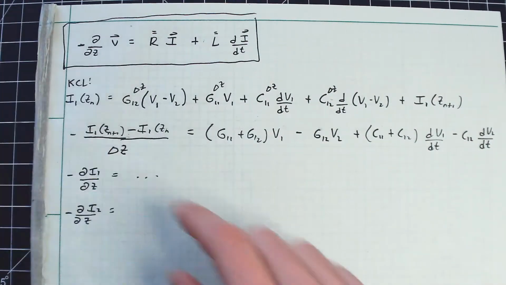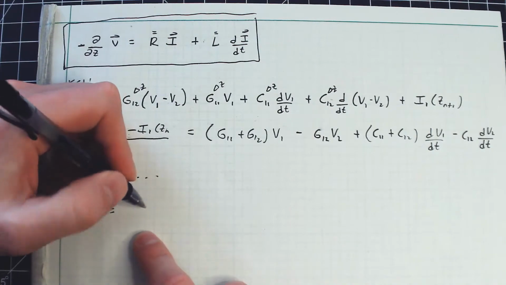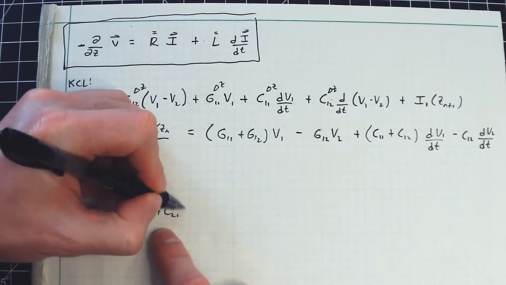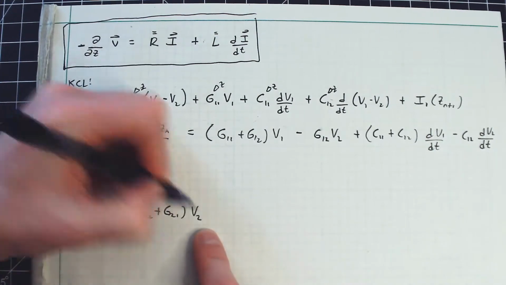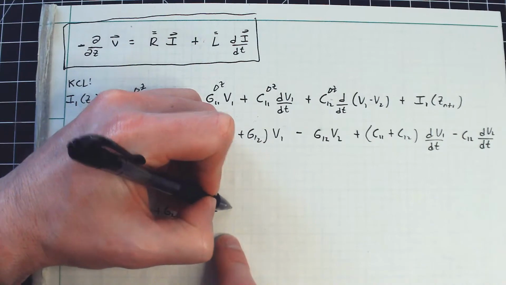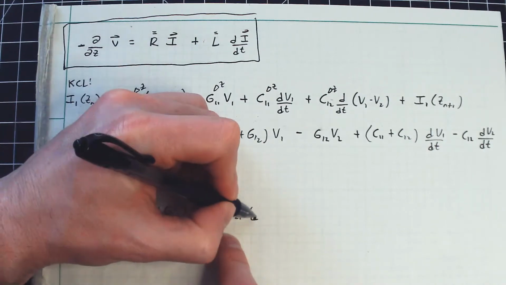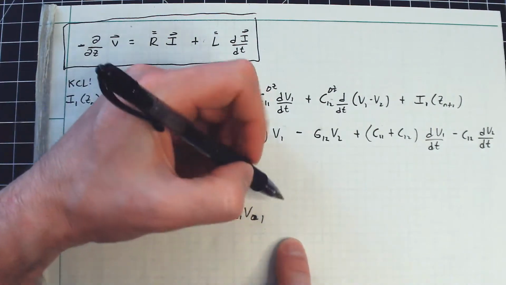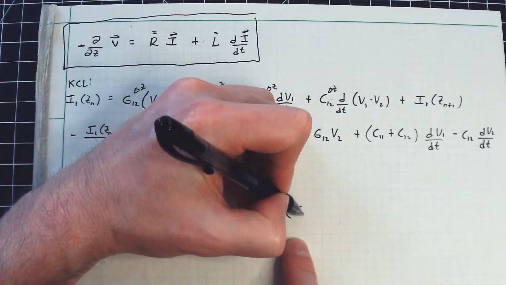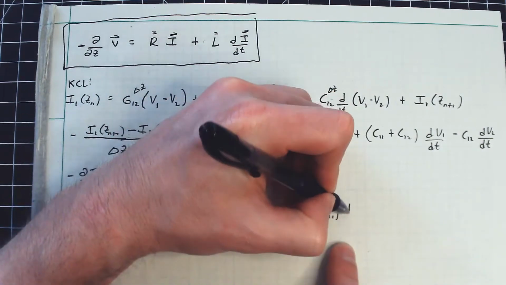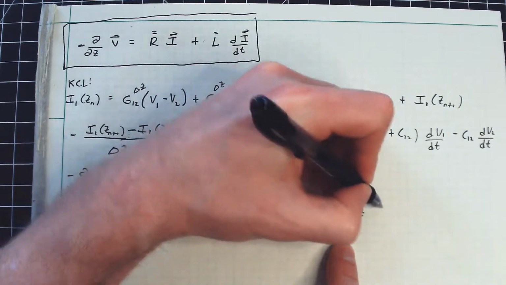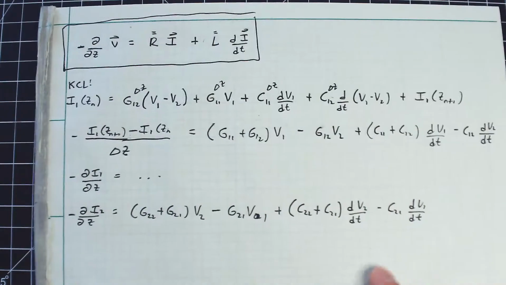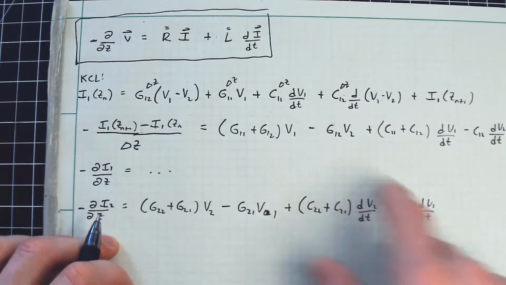So there'll be a G22 plus G21, so that's a G, times V2 minus G21 V1. So the 2's and the 1's get flip-flopped. And then I get a plus C22 plus C21 times dV2 dt minus C21 dV1 dt. Right? Now, as you see, exactly the same thing, you just flip-flop the 2 for the 1 when you're doing the second signal line.